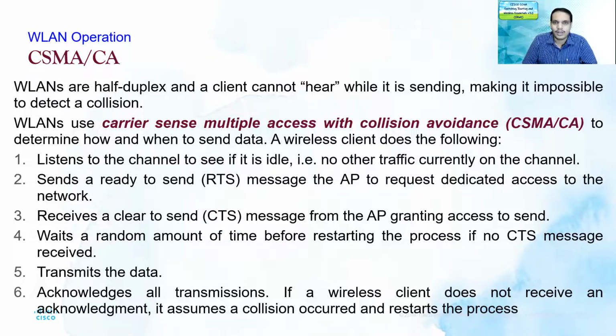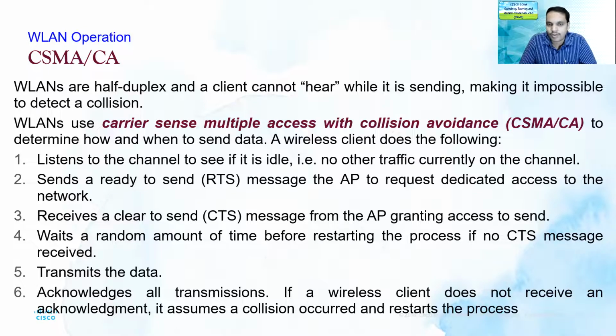The steps are simple. First, when a wireless client wants to send data, it listens to the channel first. That is what carrier sense stands for. If there is no other traffic currently on the channel, it does not immediately send the data, but it will send something called an RTS message. RTS stands for ready to send. With this message, the client requests dedicated access to the network from the AP. If there is no other station competing, it will receive something called a CTS, clear to send message, from the access point, granting access to send.